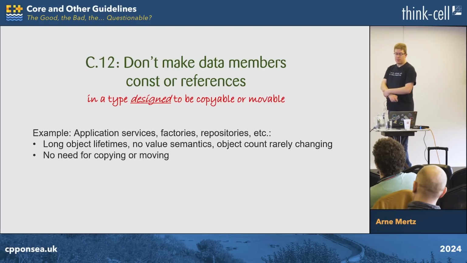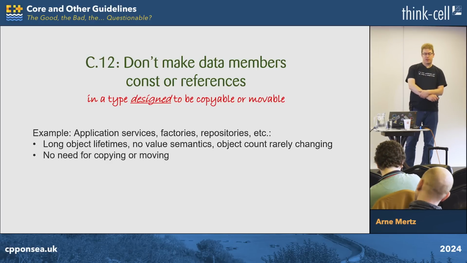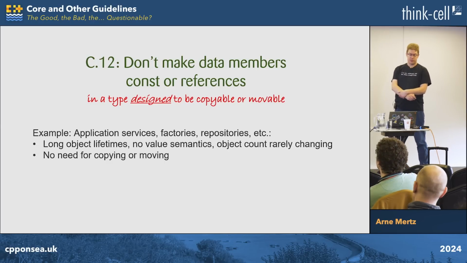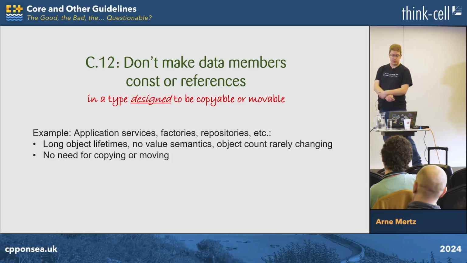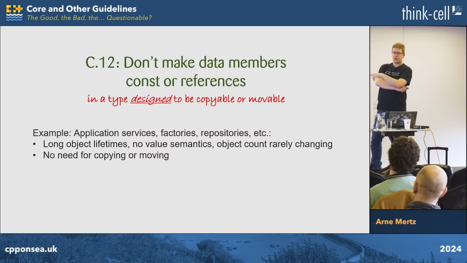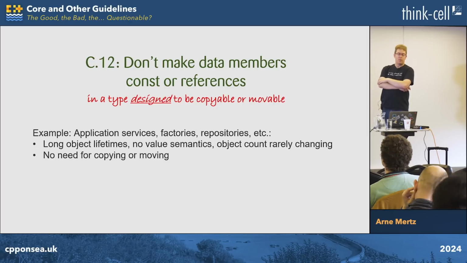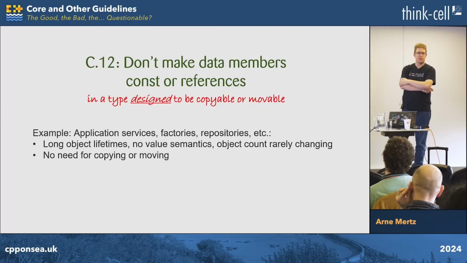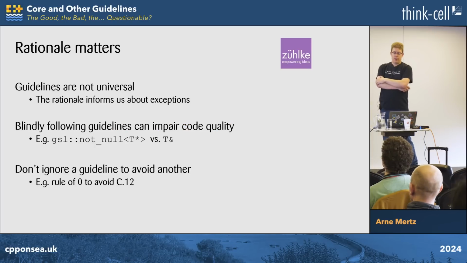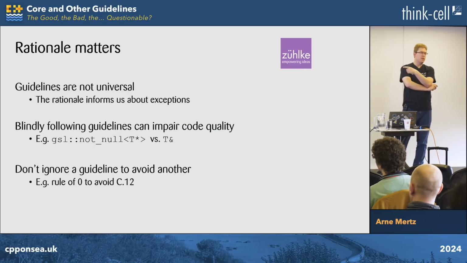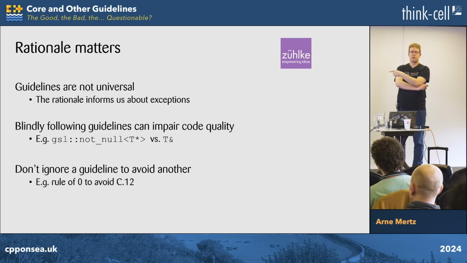So, as I said, application services, factories, repositories, all this kind of stuff. They have long object lifetimes. They do not have value semantics, so you don't copy them. And they usually are referenced by others as well, so you can't copy them and move them around. There's no need for this. So this guideline doesn't apply to these kind of classes. The reason matters that we have for our guidelines. And the reason tells us when it's safe to ignore our guidelines.